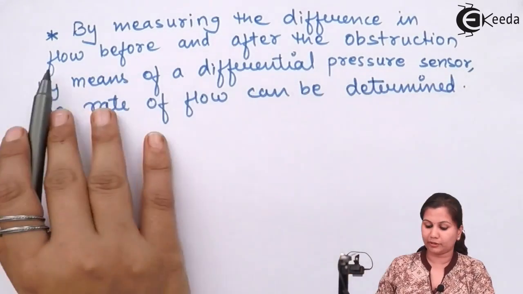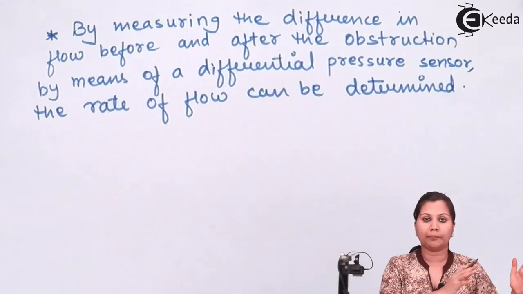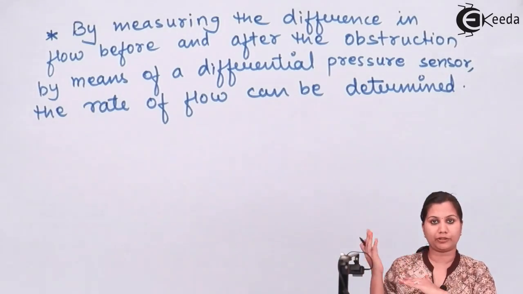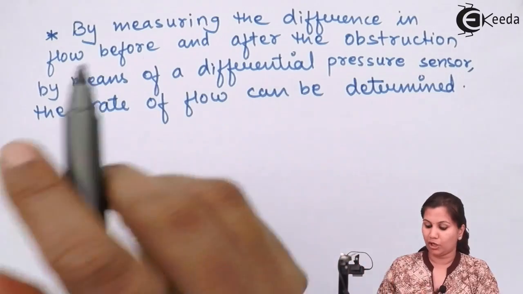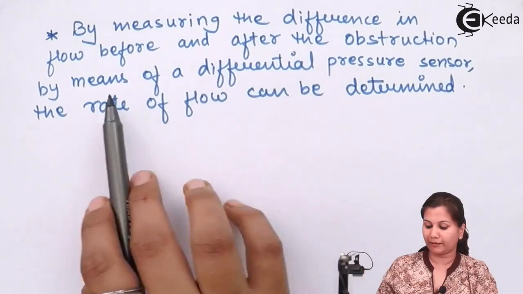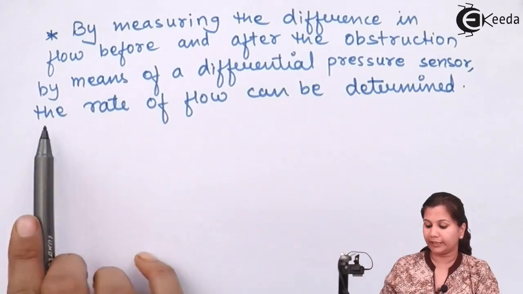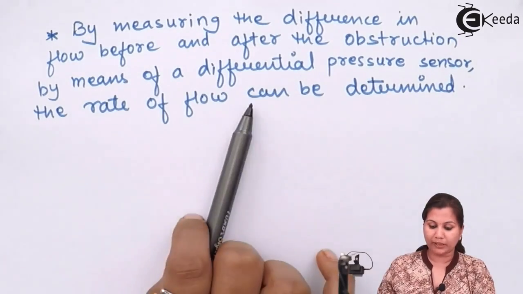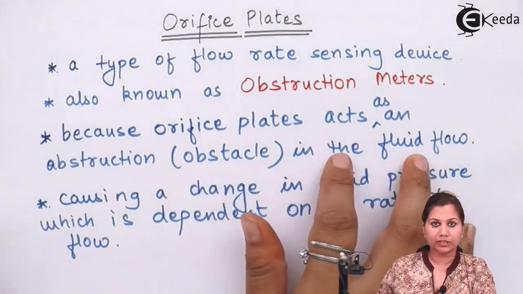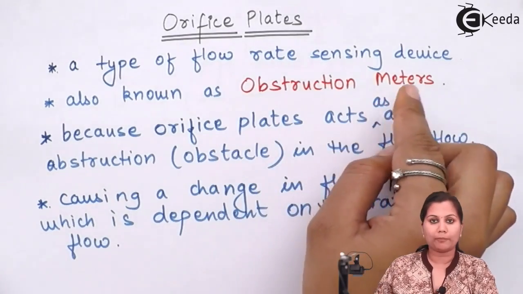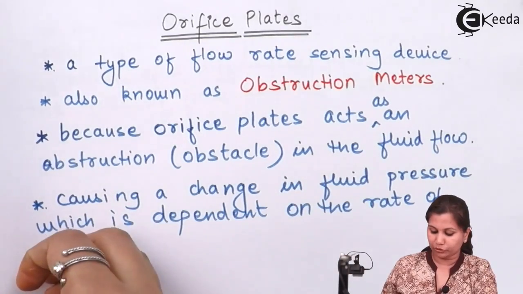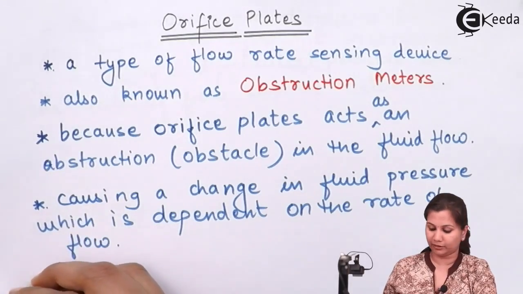Before the obstruction is placed, the pressure and the fluid flow are different, and after the obstruction the pressure and the flow rate will be different. So before and after the obstruction there will be a change in the pressure. By measuring this pressure difference with the help of a differential pressure sensor, the rate of the flow can be determined. In this way, orifice plates work by acting as an obstruction or obstacle in the fluid flow, which is why they are known as obstruction meters. This is how they measure the flow rate, by measuring the pressure difference in the fluid flow.